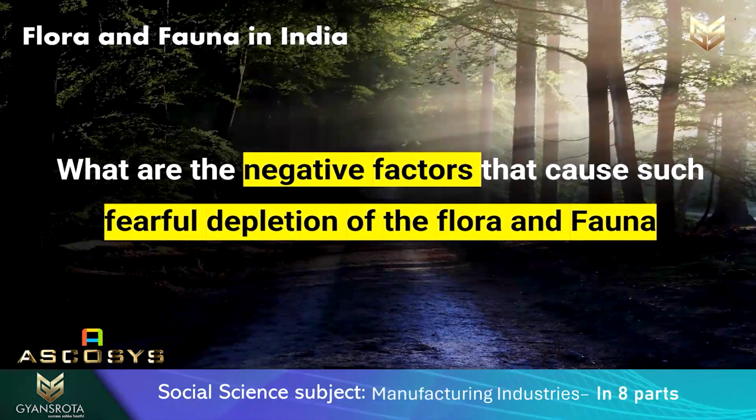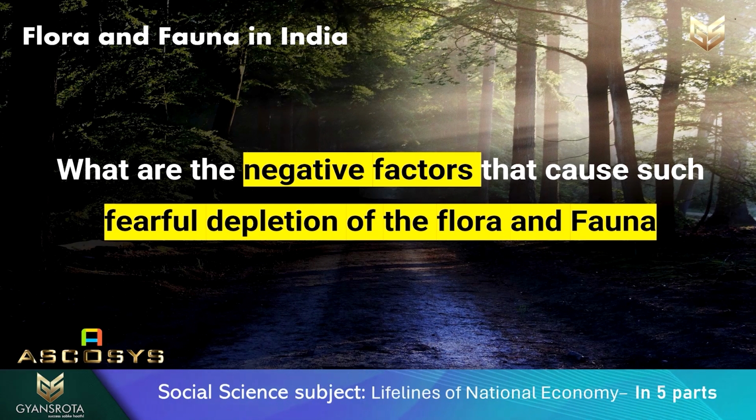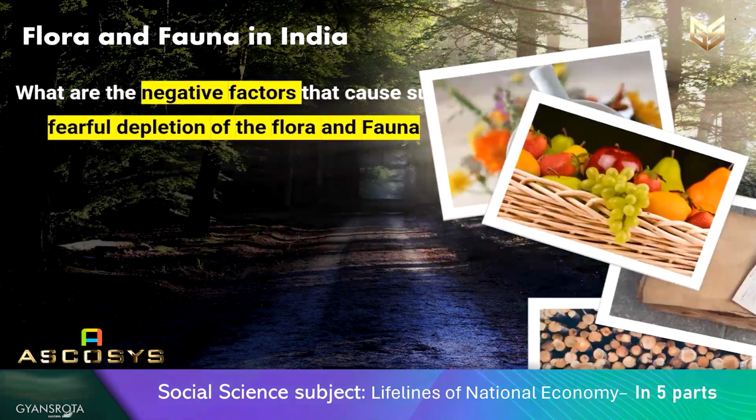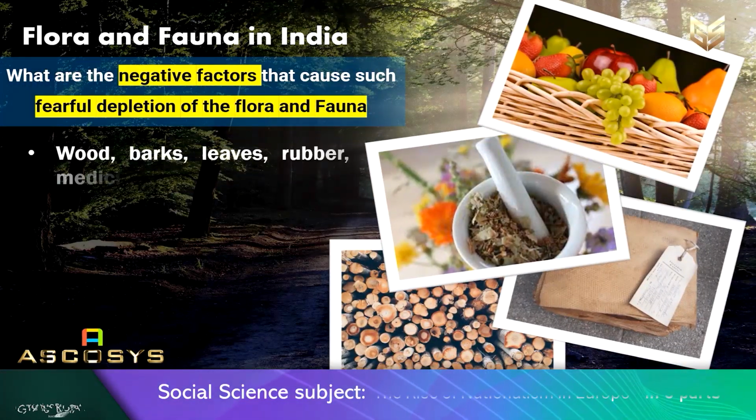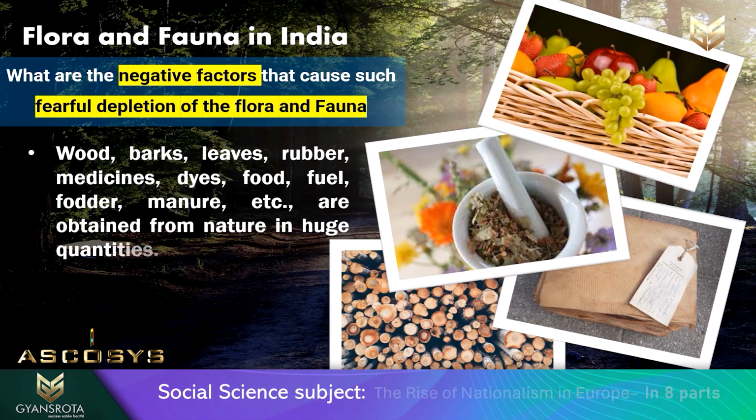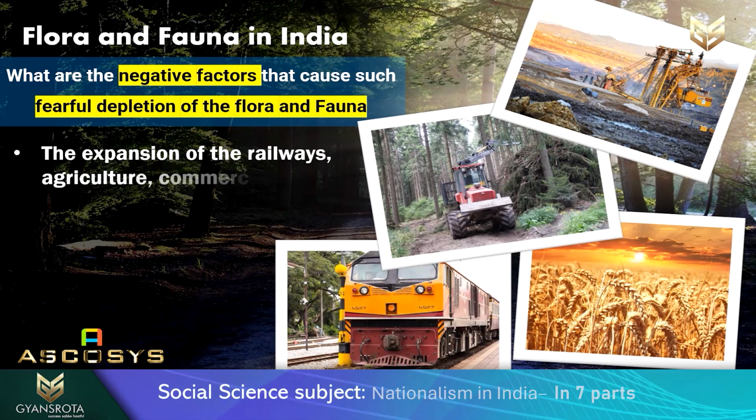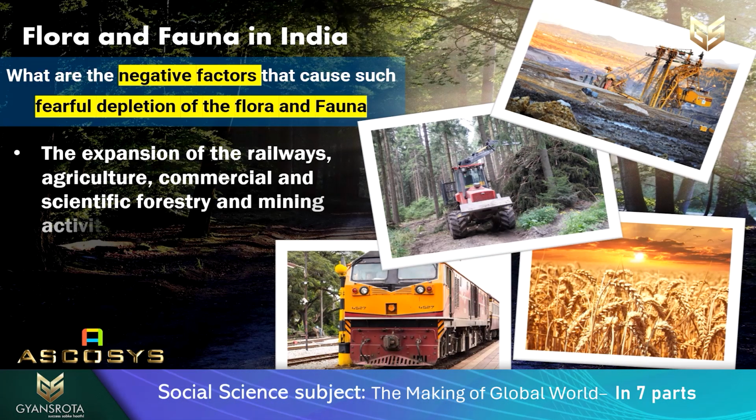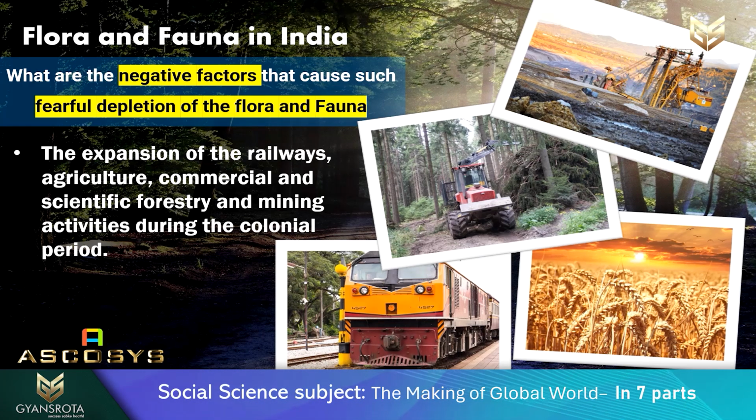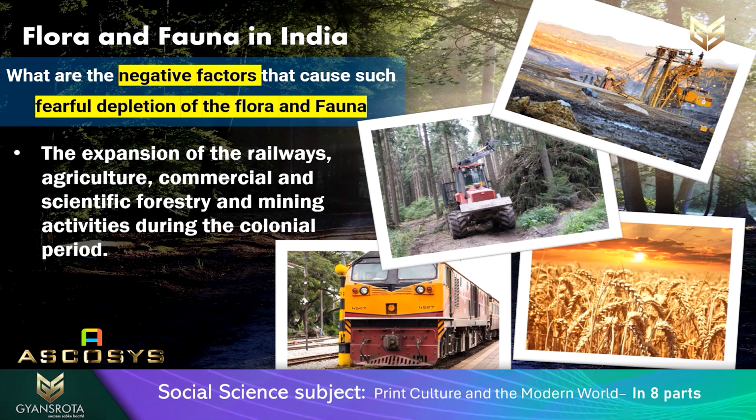Now, what are the negative factors that cause such fearful depletion of the flora and fauna? Wood, barks, leaves, rubber, medicines, etc. are obtained from nature in huge quantities. The expansion of railways, agriculture, commercial and scientific forestry, and also the mining activities during the colonial period have affected the flora and fauna, and it has depleted over time.